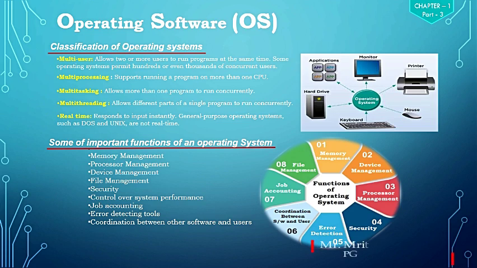Next, the error detection. Error detection means if any error occurs on the computer, it shows the appropriate message to the user so that the user can easily understand what type of error has occurred. So error detection and showing the proper message to the user, this all is performed by the operating system. Next is the coordination between the software and the user. This is one of the important roles our operating system performs. That is, it provides an interface between the user and the hardware.